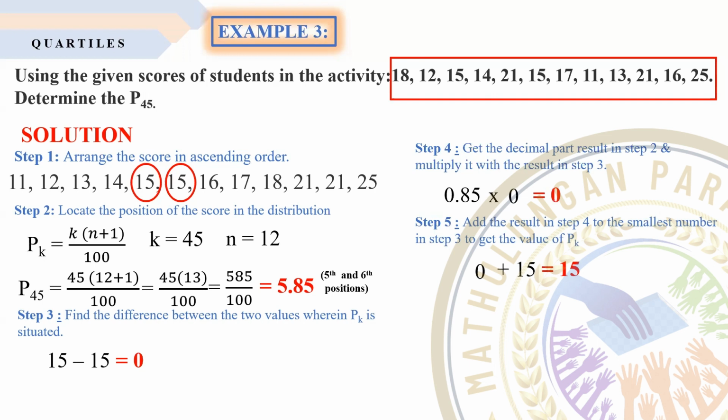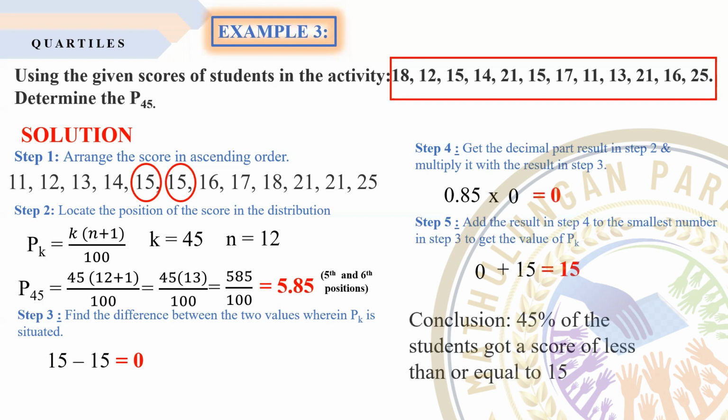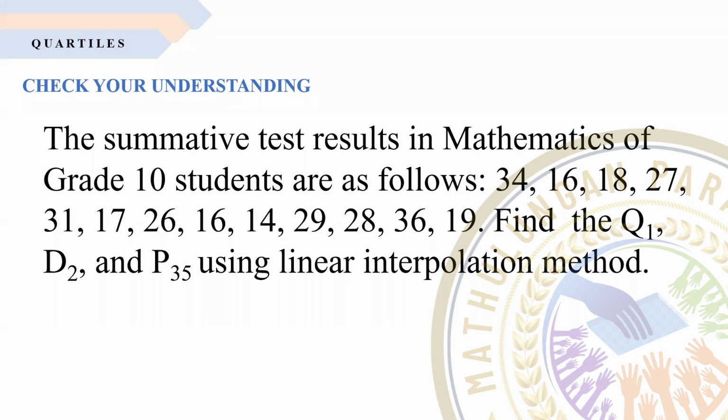At kung ating i-interpret yung value na yan, 45% of the students got a score of less than or equal to 15. To check your understanding, consider this problem. The summative test results in mathematics of grade 10 students are as follows: 34, 16, 18, 27, 31, 17, 26, 16, 14, 29, 28, 36, and 19.